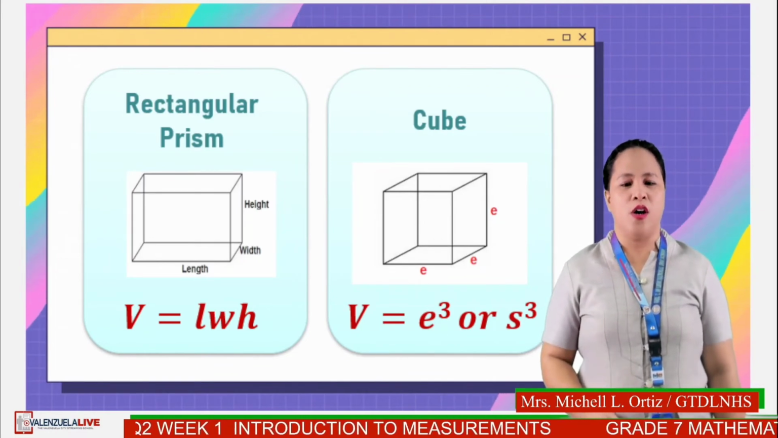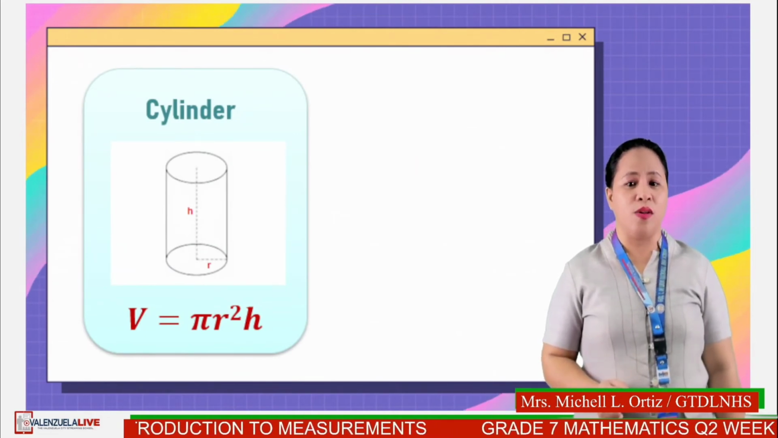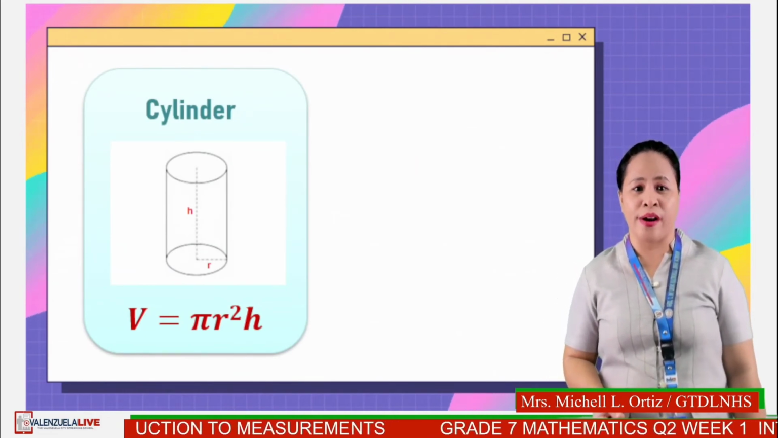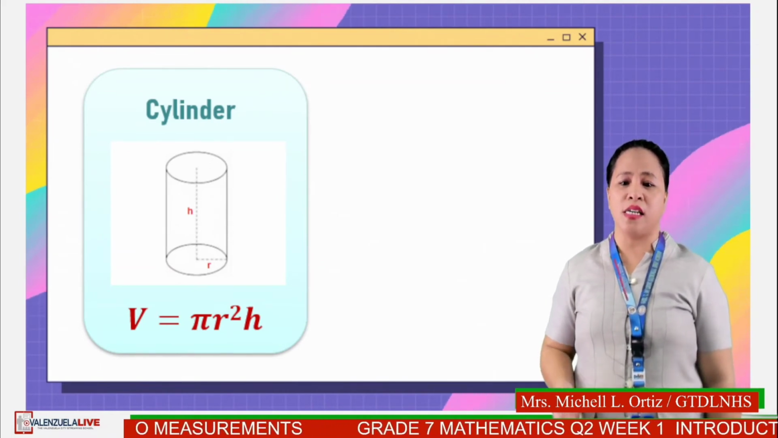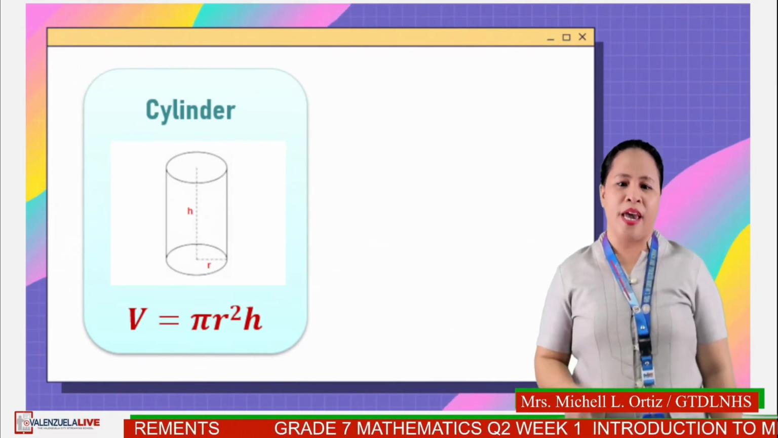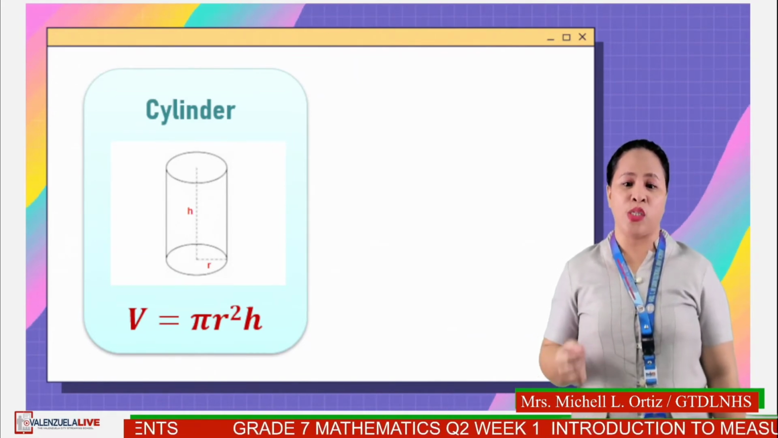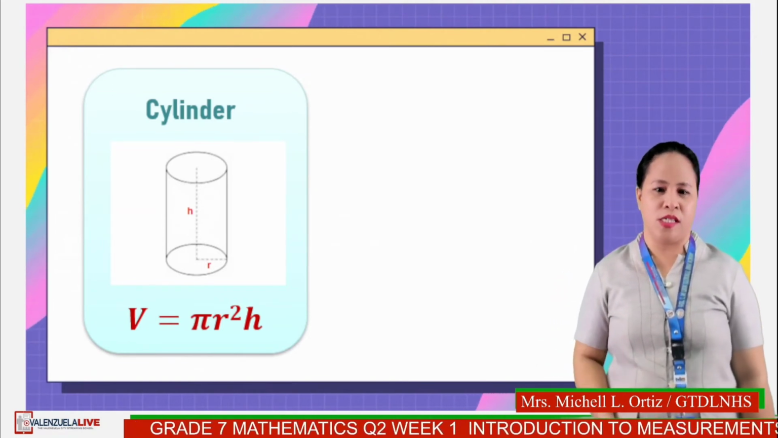For cylinder, we use the formula V is equal to pi r squared times the height. Since it has a circular base, we replace the area of the base with pi r squared, where r is the radius of the circle.